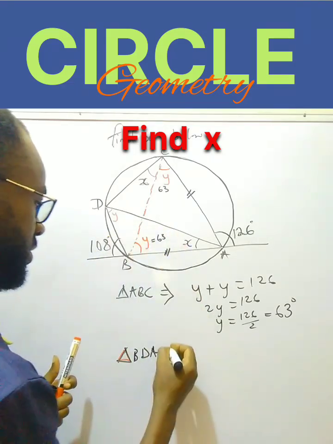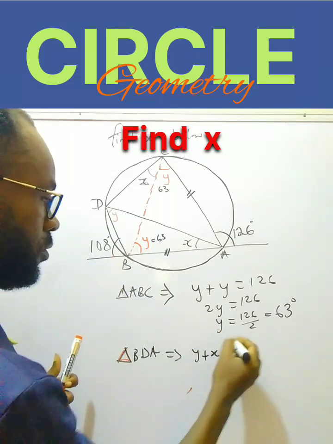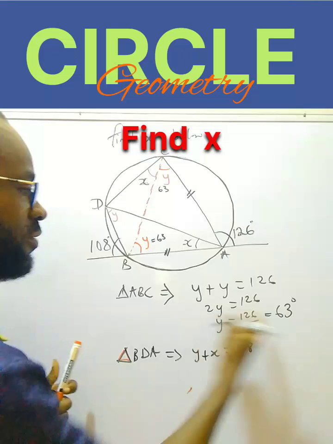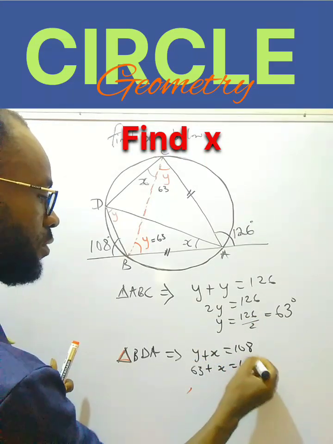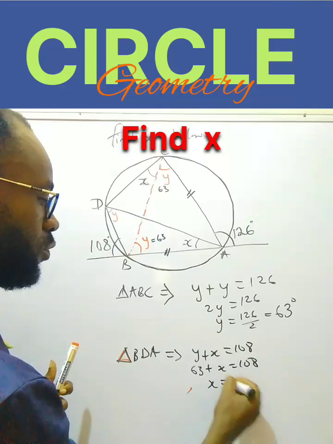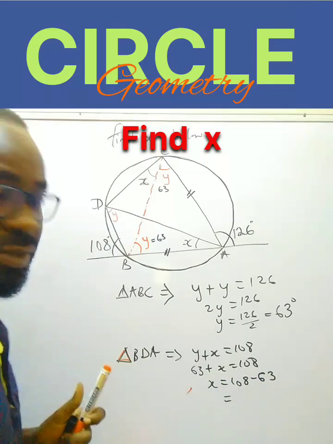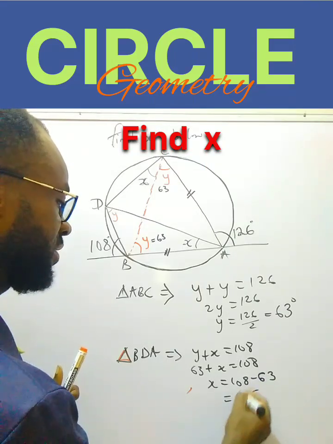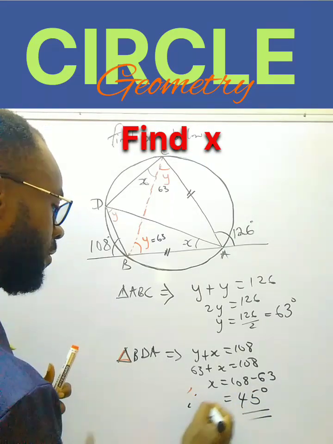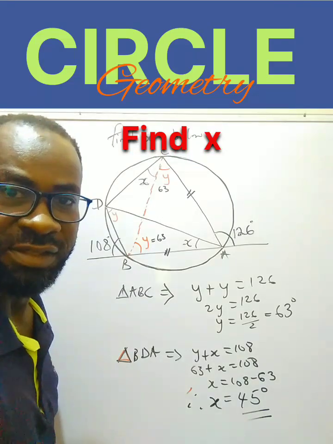So y plus x will be equal to 108. And remember, we've gotten our y as 63, so 63 plus x equals 108. So our x is 108 minus 63, and that is what? 8 minus 3, that is 5. 10 minus 6, that is 4. So therefore, our x is 45 degrees, and that is the solution.